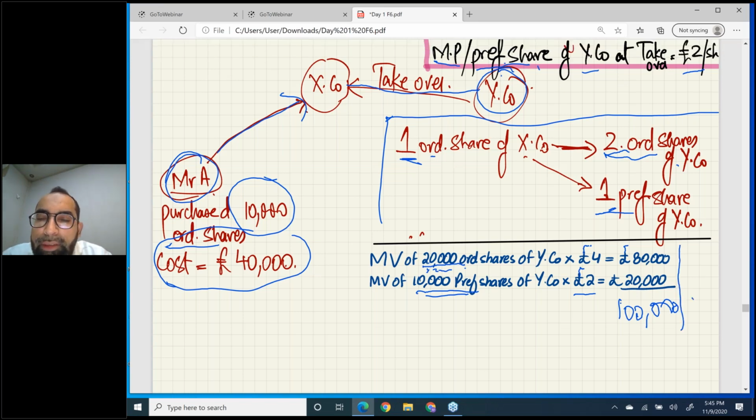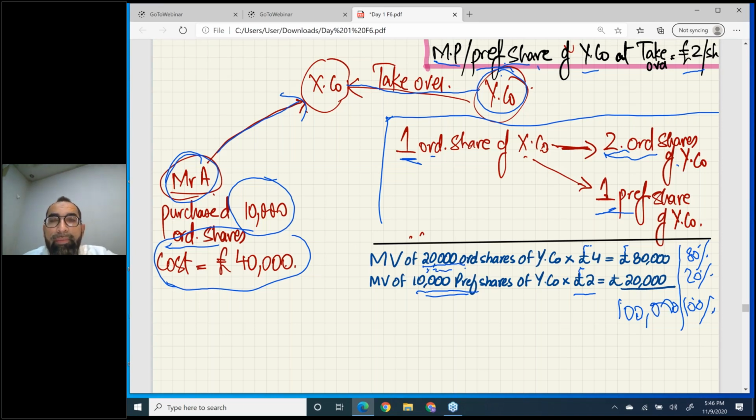Okay, now do you know how to calculate it? This 100,000, just take it as 100%. Now can you tell me the weightage of ordinary? 80,000 is the ordinary market value. 80,000 divided by 100,000 will give you 80%, and 20,000 divided by 100,000 will give you 20%. So the percentage split is 80 and 20.